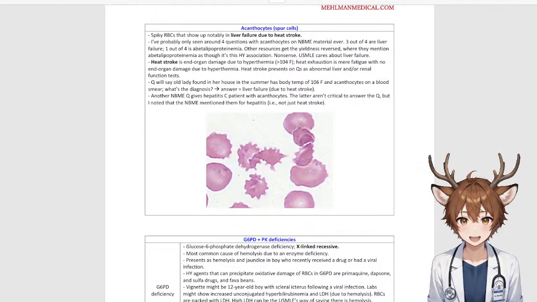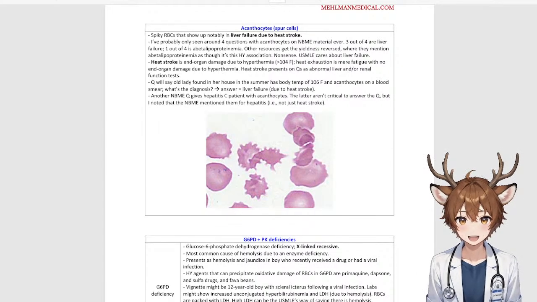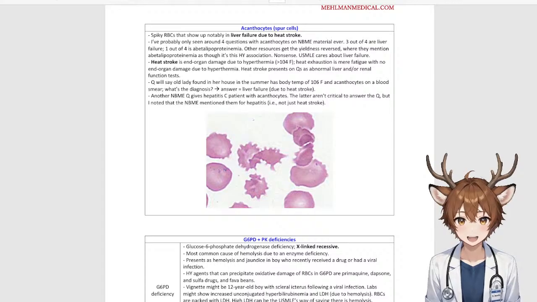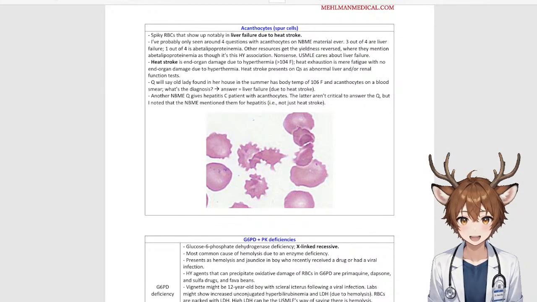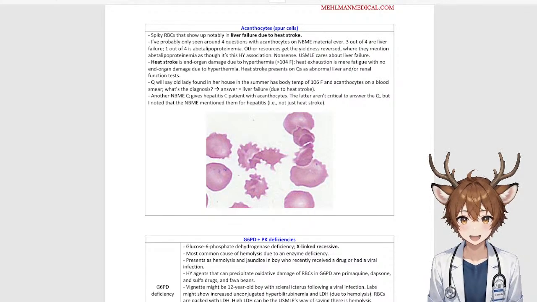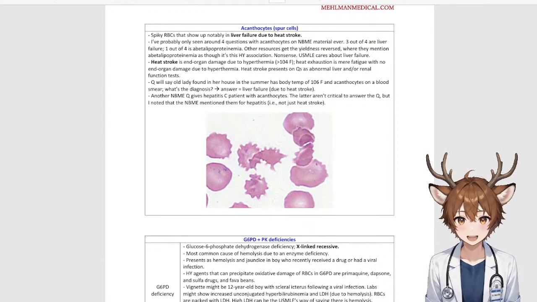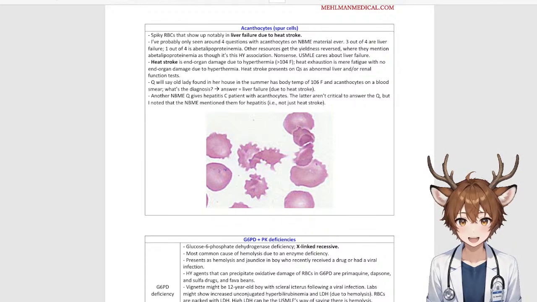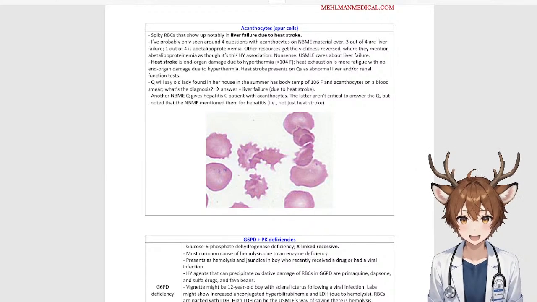Heat exhaustion is more fatigue with no end organ damage due to hyperthermia. Heat stroke presents on questions as abnormal liver and/or renal function tests. A question will say an old lady found in her house in the summer has a body temperature of 106 degrees Fahrenheit and acanthocytes on a blood smear. What's the diagnosis? The answer should be liver failure due to heat stroke.